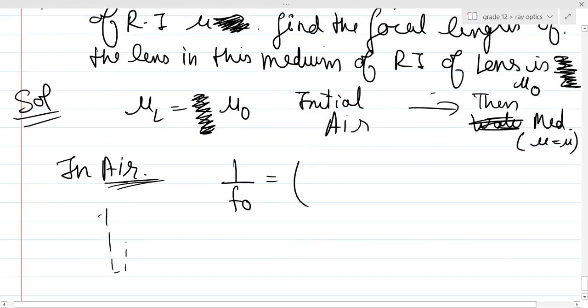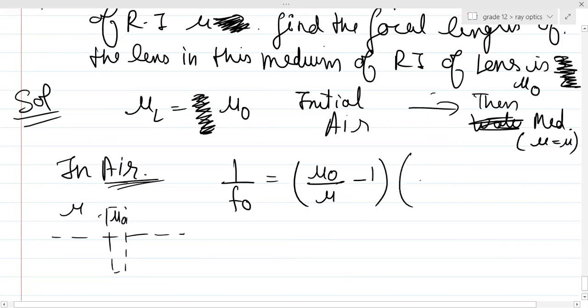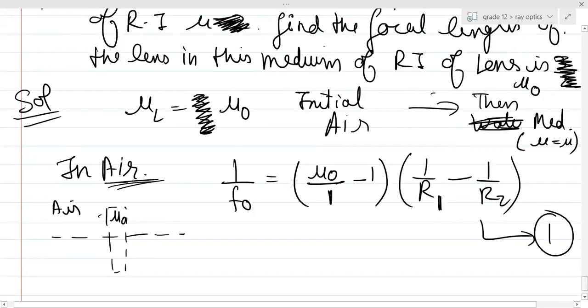Suppose this is the cell, this is the lens, and basically this has mu naught and this medium is mu. So can I write 1 by f naught is basically mu naught upon mu minus 1, into 1 by... initially it was in air, right? So here the medium will be air, so this will be upon 1. Into 1 by r1 minus 1 by r2. Whatever r1 and r2 is there, let it be there, no problem.